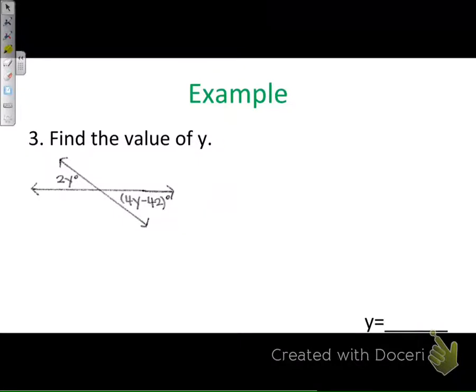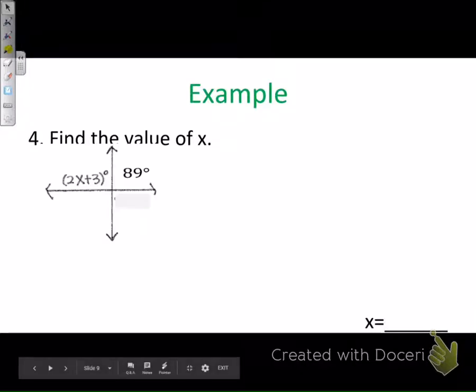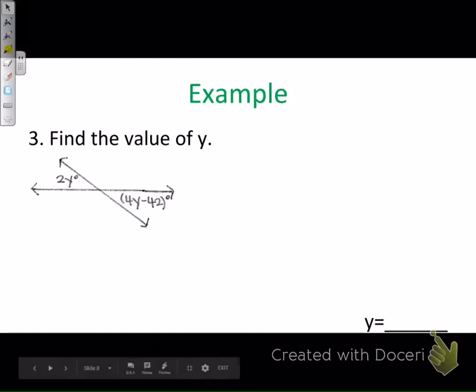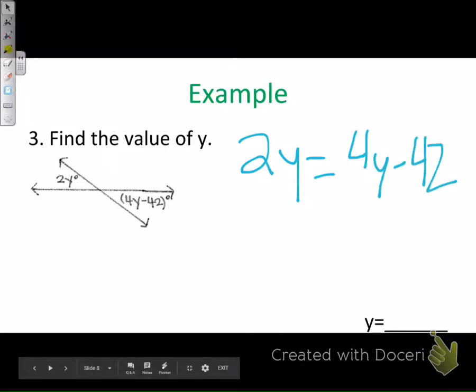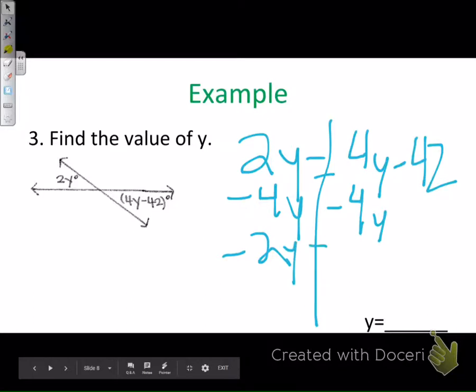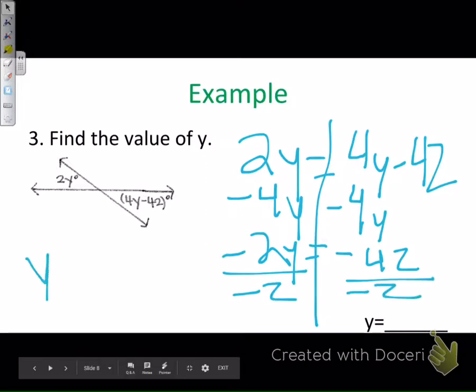Okay, to find the value of y, since these are vertical angles, they are equal to each other. So we're going to set them equal to each other. So 2y is equal to 4y minus 42. Okay, so we're going to do some algebra here. Minus 4y, minus 4y. That would give us negative 2y equal to negative 42. So you divide by negative 2 on each side. That would give us y is equal to 21.